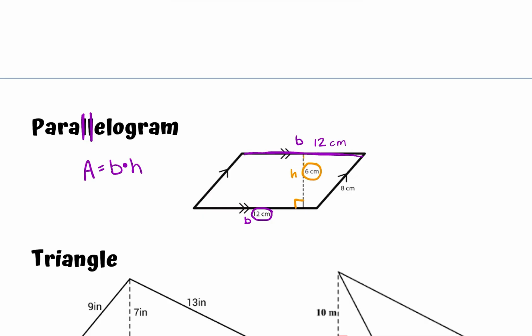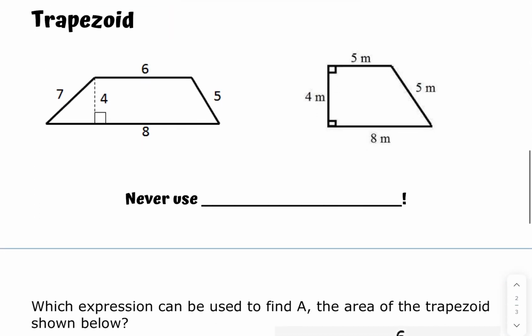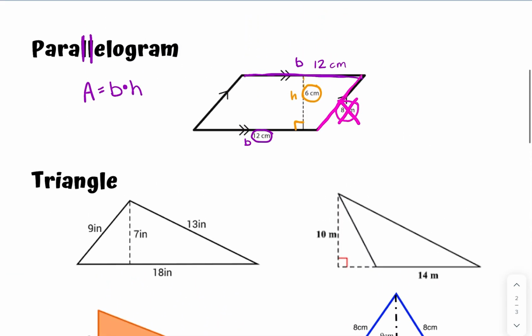Now, this number outside, this 8, notice how it is on a line that is sideways. We are never going to use that. So let's go down here. We are going to call that the slant. We never ever use the slant. So if it's sideways, it's wrong. We want our height to be up and down on the dotted line or the right angle. So we have our base, we have our height, and then we could go and solve.